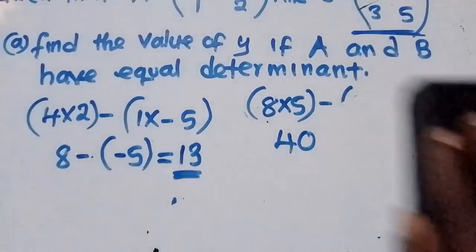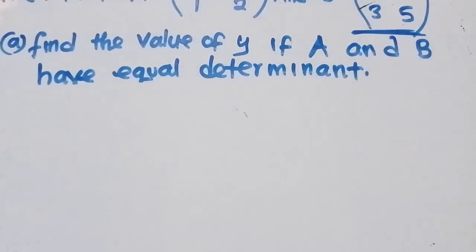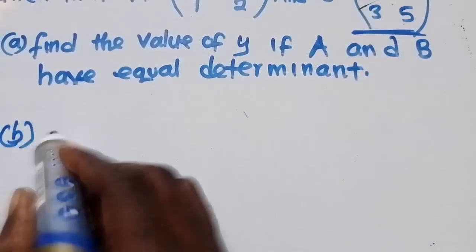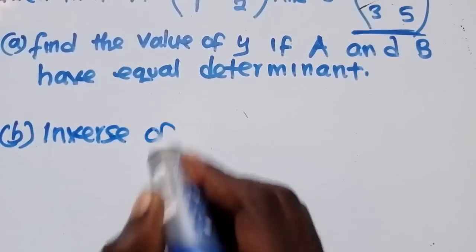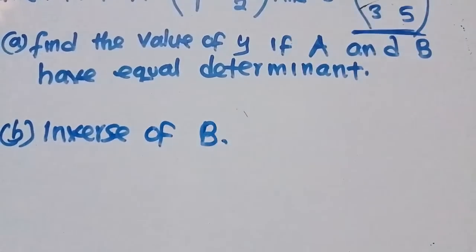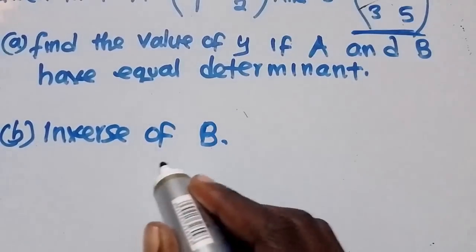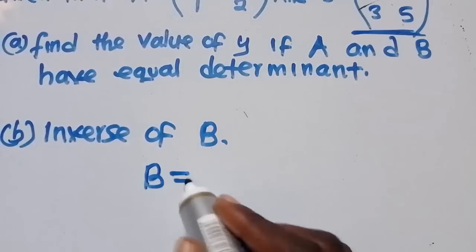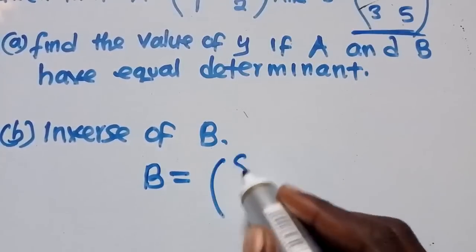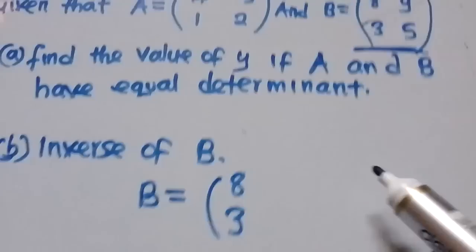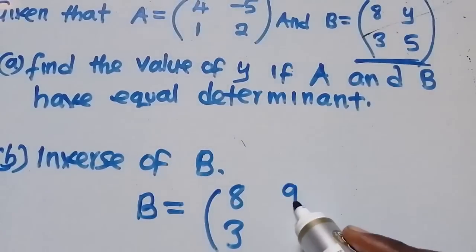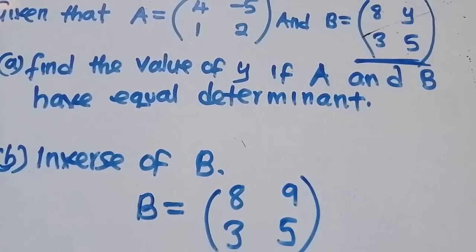So y is 9. Then b was saying find the inverse of b. So question b was saying find the inverse. How can you find the inverse of b? So you know that the matrix B is equal to what? 8, 3. Here you can't say y. Y you found it is 9, then 5 there. This is the matrix. You know the value of y, that it is 9.